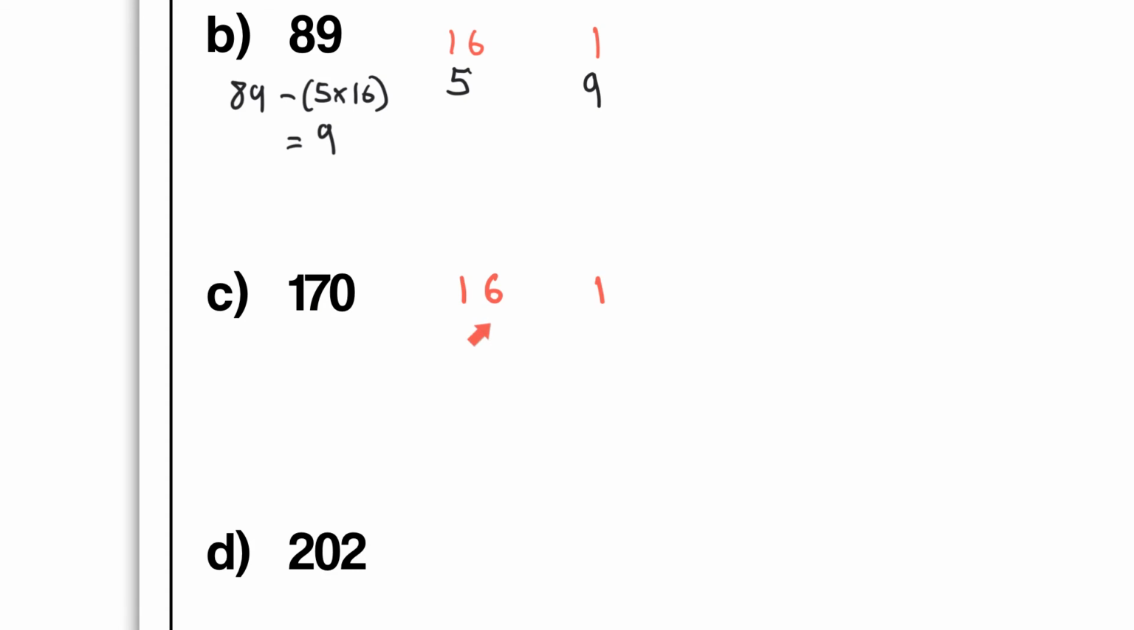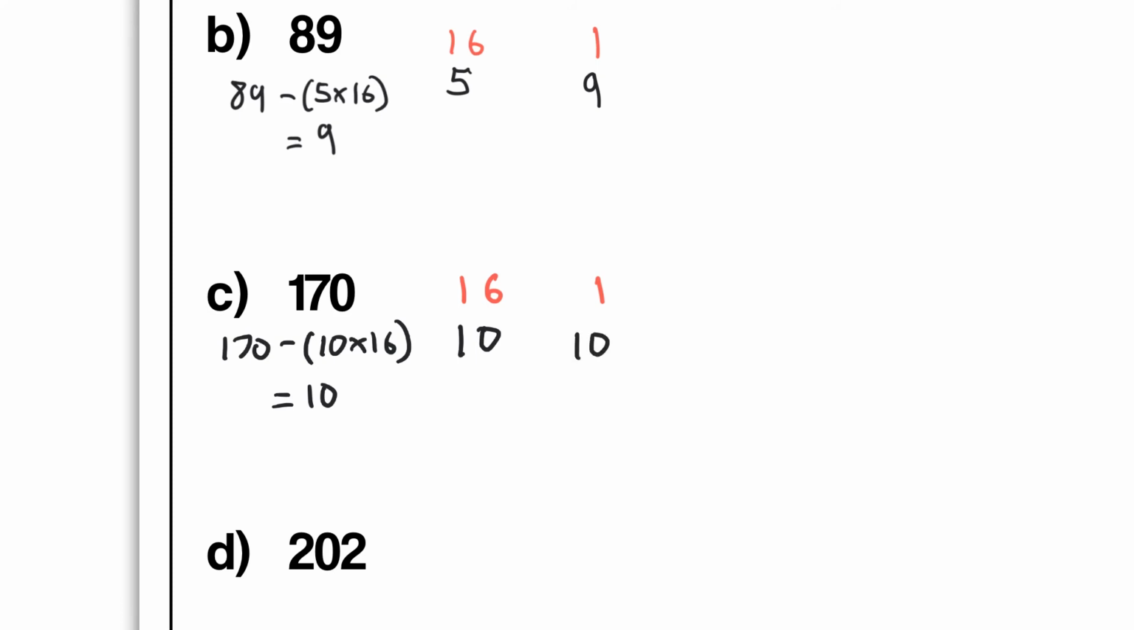11 16s is going to be 176, too big. So we know it's 10 16s. So we go 170, take away 10 16s. So 170 take away 160 is going to leave us with 10. So we do 10 here.